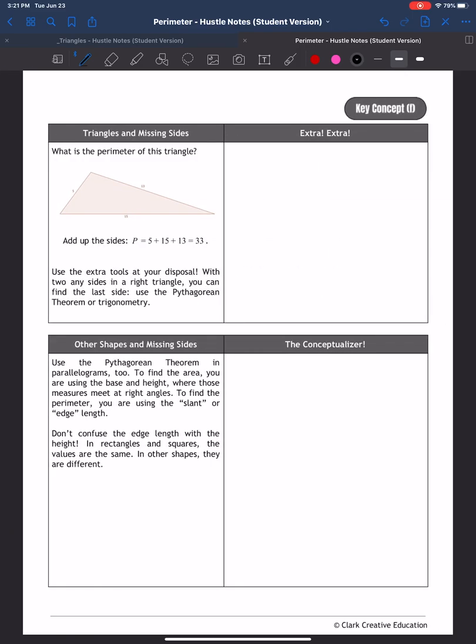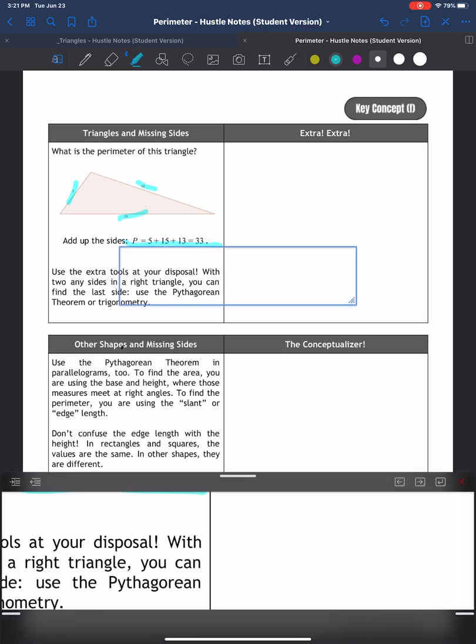So when you're doing the perimeter of a triangle, you're adding up the sides. 5 plus 15 plus 13 in this example. So you have your 5, your 13, and your 15. That equals 33. Super easy.